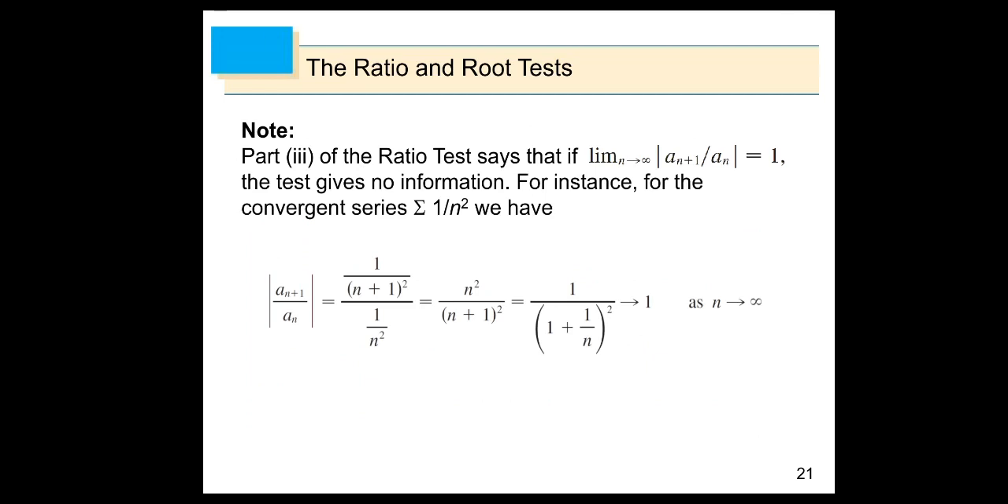Since we talked about this inconclusive case, first of all we're going to address part number 3: in the ratio test, if the limit as n approaches infinity of a sub n plus 1 divided by a sub n is equal to 1, that gives no information. It means we don't have any kind of result. So for instance, for the convergent series sigma 1 by n square, what do we do over here? We just simplify this and see.